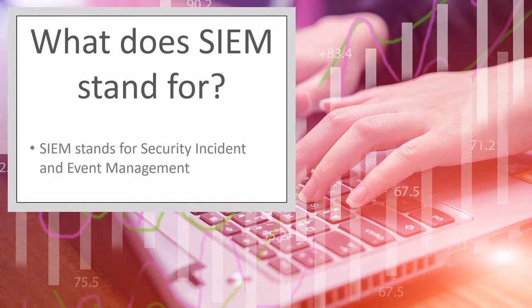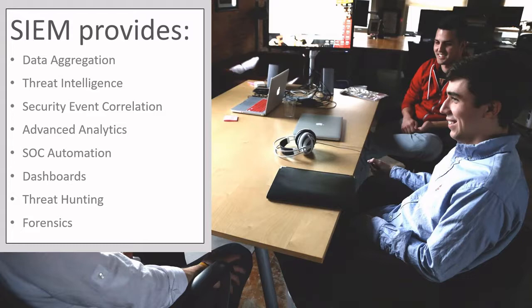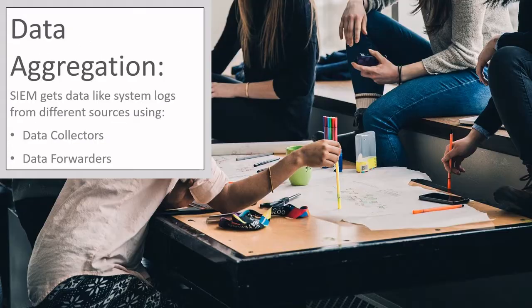Then, using specialized software, the SIEM analyzes these different logs, and anything security related that looks suspect is flagged up by the SIEM software. A SIEM solution consists of a number of components involved in security information management, also known as SIM, and security event management, also known as SEM, including the following: data aggregation, threat intelligence, security event correlation, advanced analytics, SOC automation, dashboards, threat hunting, and forensics. Let's explore these SIEM solution components in more detail to see how they work and fit together to analyze the incidents.